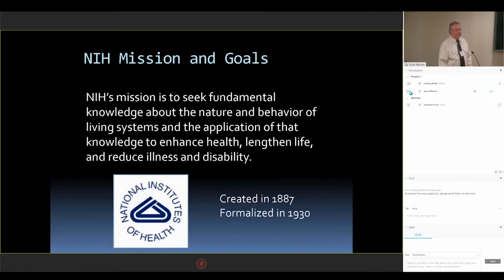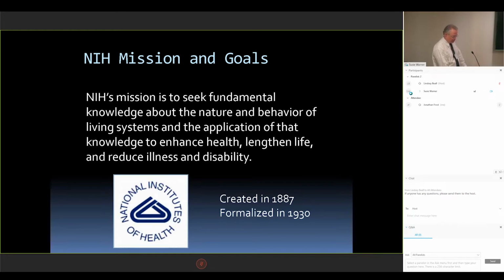I want to remind us why we're here. NIH's mission, pretty simple: fundamental knowledge so that we can understand living systems, so we can enhance health. That's the charge of NIH. That charge has been there for well over 100 years, and the amount of research that has been accomplished has made the NIH a powerhouse in terms of collecting information that can help us to understand human health.